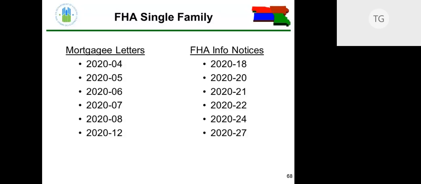This mortgagee letter also allows for exterior-only or desktop appraisals and is effective for appraisals completed on or before March 17th.